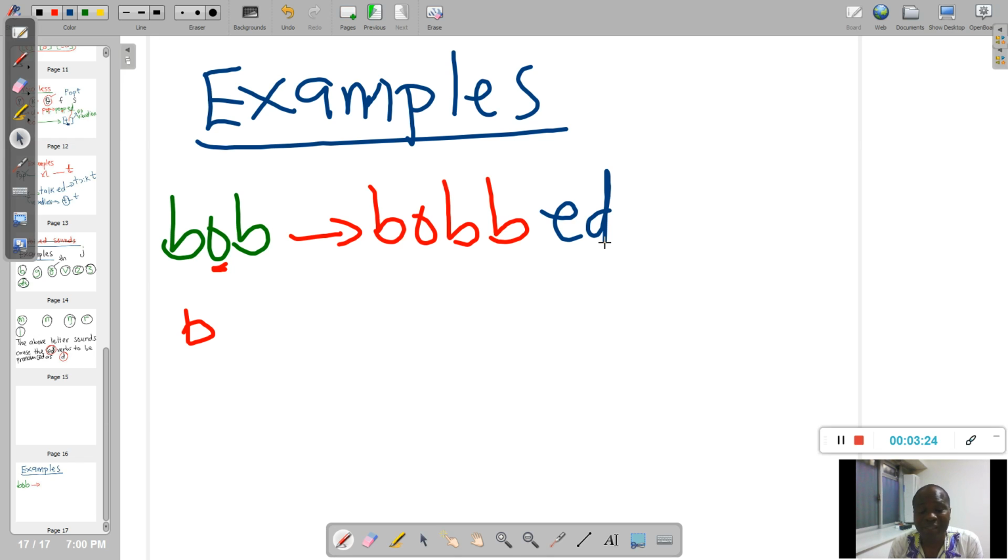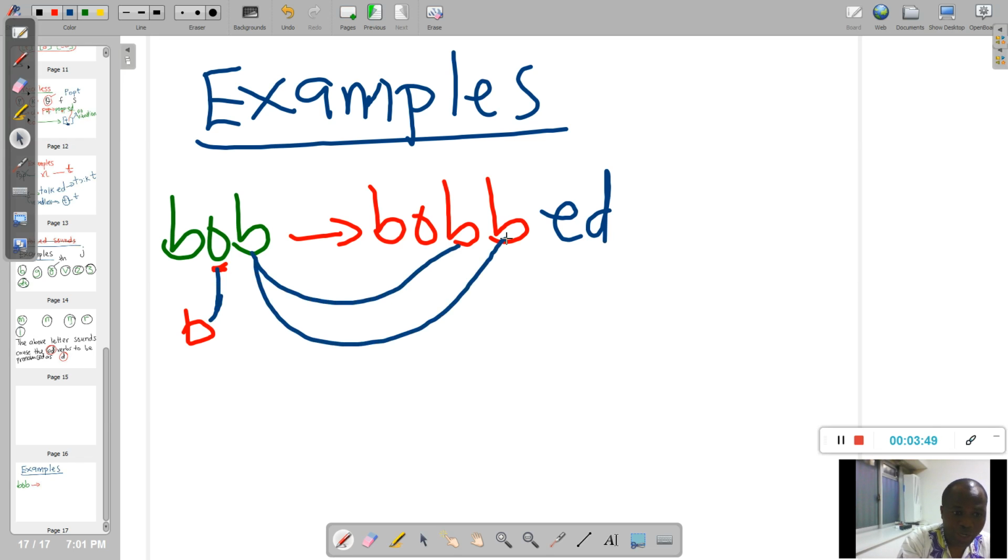In making the past tense ED verbs, what you should take notice of is that if the vowel before the last consonant is a short vowel, we double the consonant at the end of the verb, just like what I've just done. So this is a short vowel, and that causes me to double this consonant, b, b. So I get double b, and then we add the ED: bobbed.